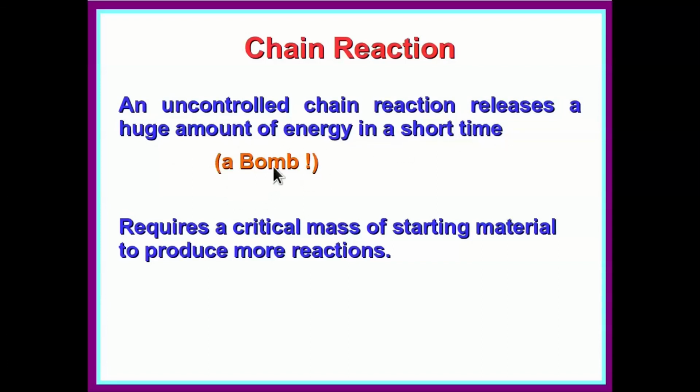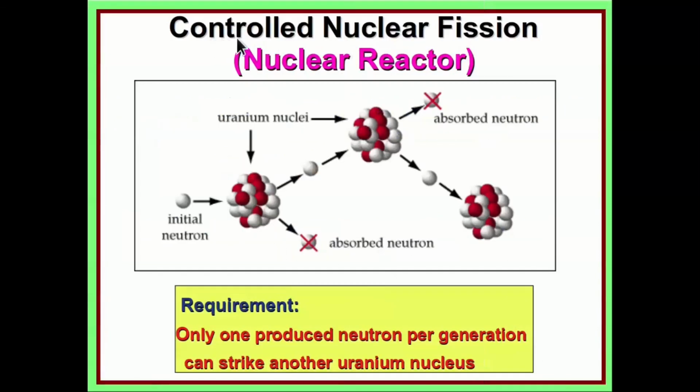So this will require a critical mass of the starting material to produce more reactions. Now on the other side, we have controlled nuclear fission reaction, which takes place in a nuclear reactor. So we have the initial neutron being absorbed by a uranium nucleus, which produces fission and then a few neutrons, and exactly one neutron from this will induce fission in another uranium nucleus, and so on. Therefore, this is actually a controlled chain reaction.